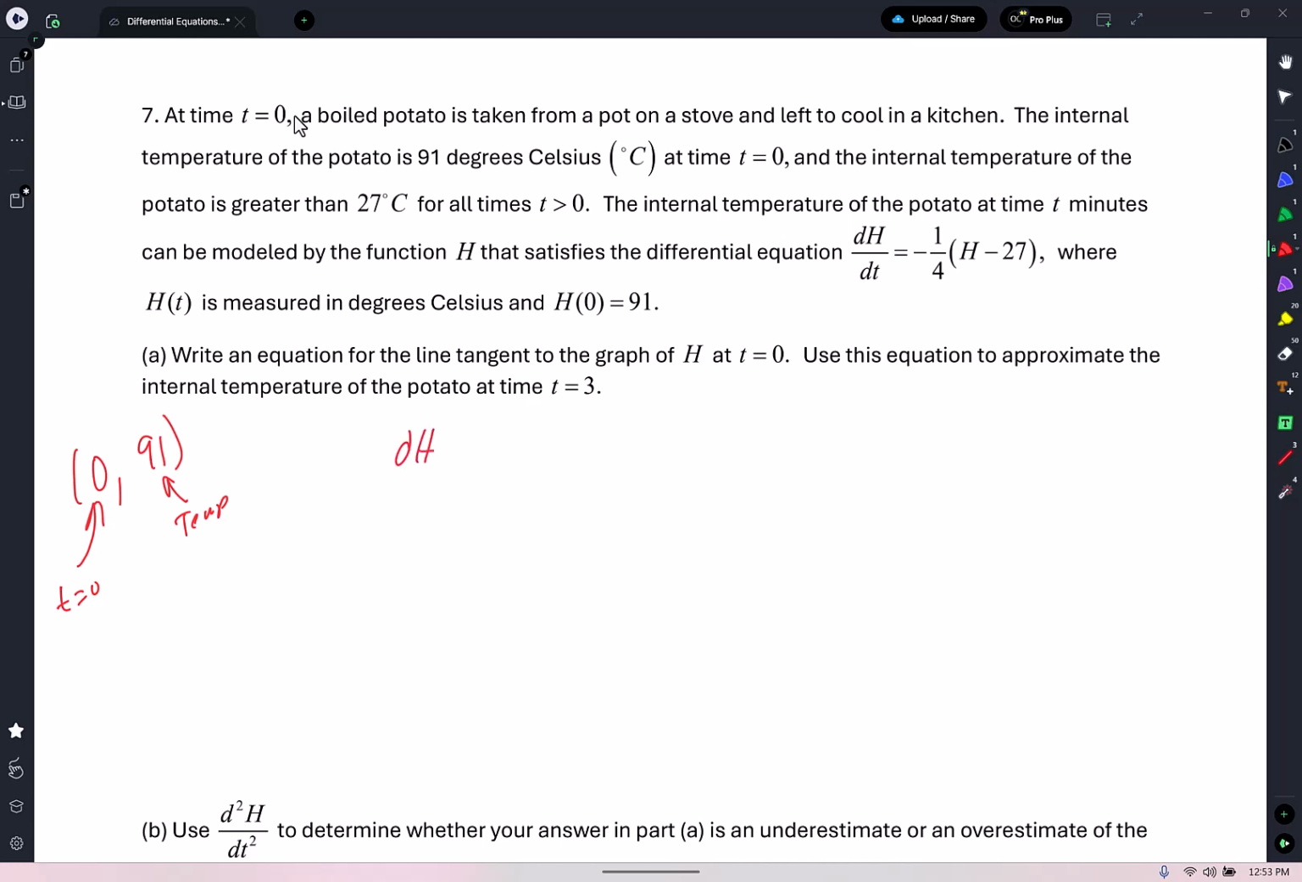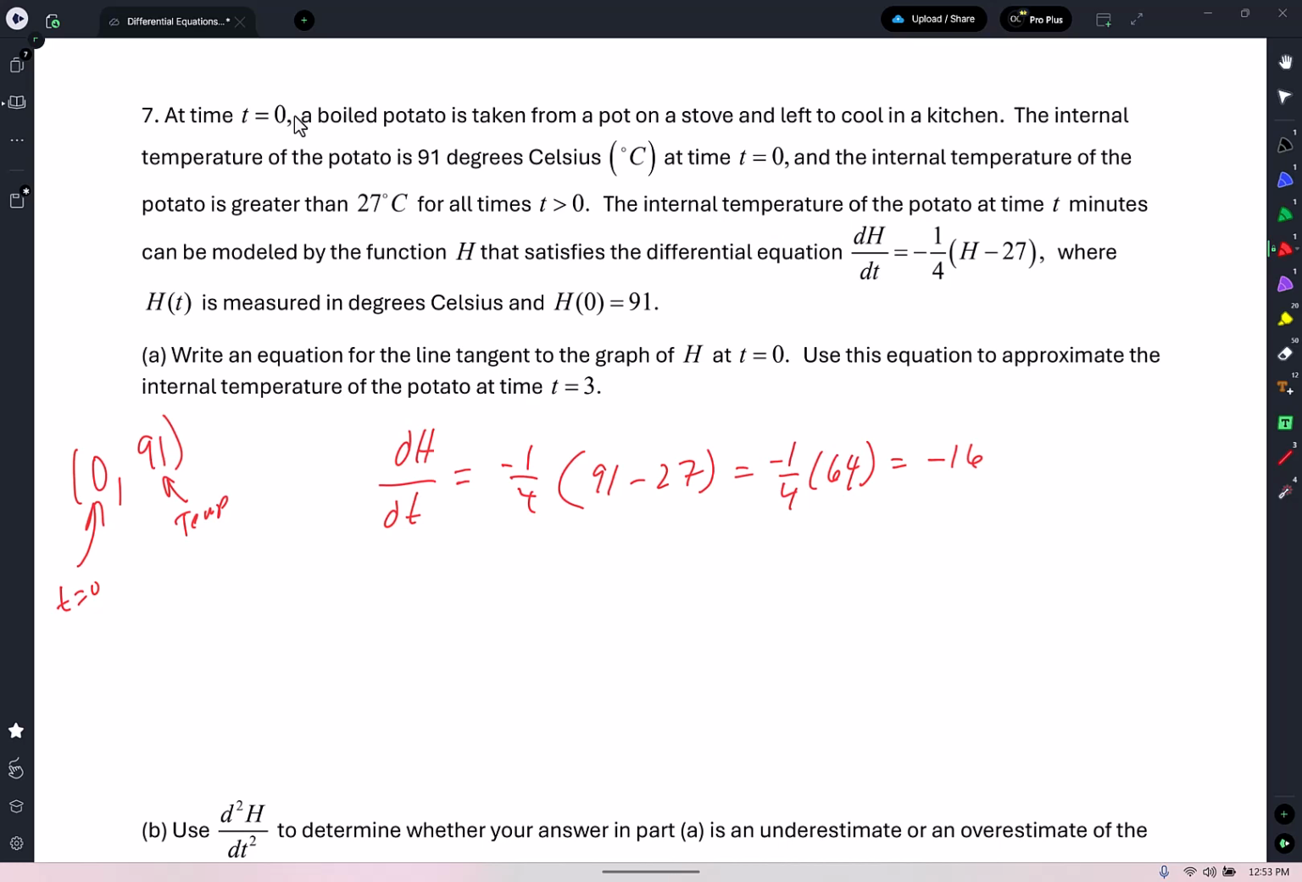So dh over dt, this guy right here, equals negative 1/4 times, my temperature is 91, so 91 minus 27. Let's see what this is. 91 minus 27: 91, 81, 71, 61, plus 3, 64. So I have negative 1/4 times 64. And 4 goes into 64 16 times, so negative 16. 4 times 4 is 16, 16 times 4 is 64. Yeah, there we go. So there it is, negative 16.